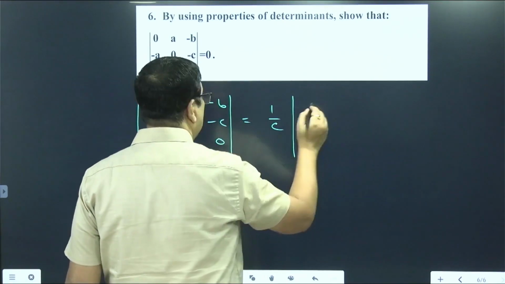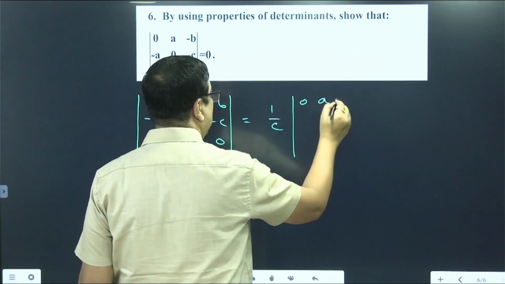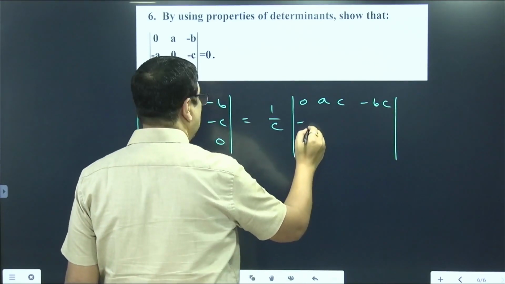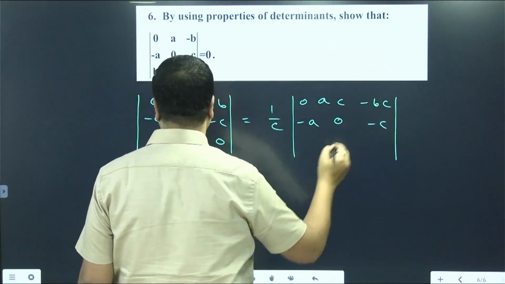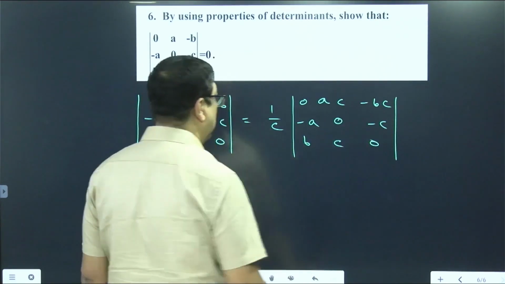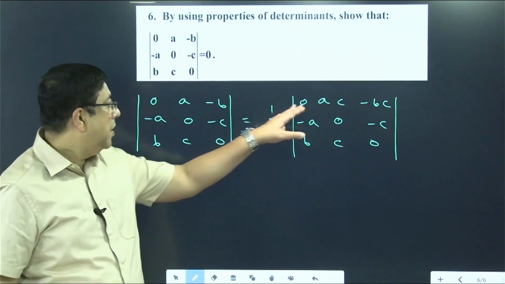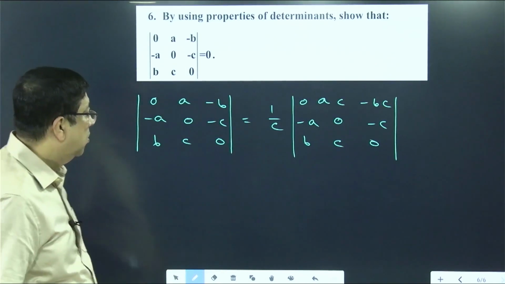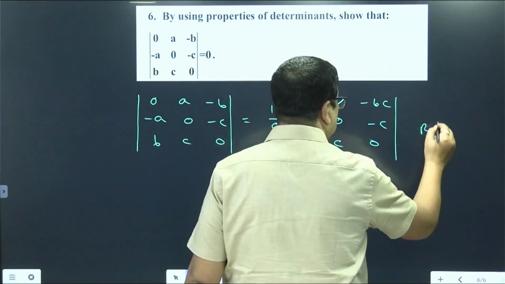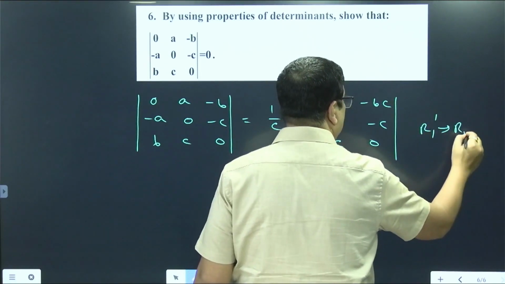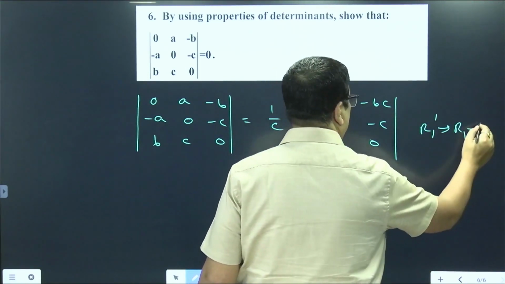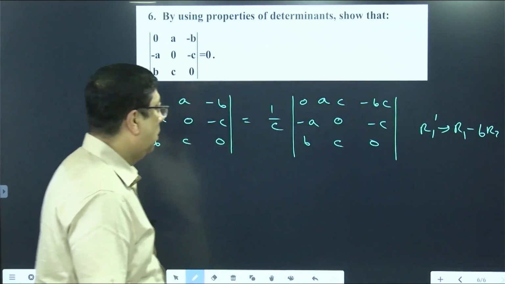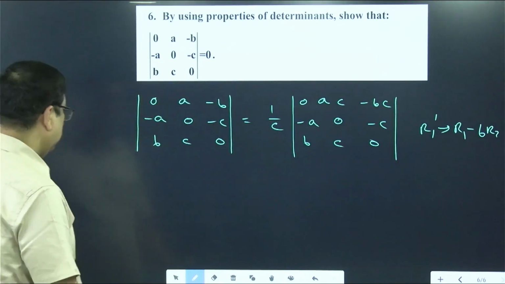So, this is coming 0. So, this is coming AC minus BC. Then other rows are remaining the same, minus A, 0, minus C, B, C, 0. I have multiplied by C, so balance by 1 by C. Now what to do? If we make this operation on R1, so R1 minus B R2.